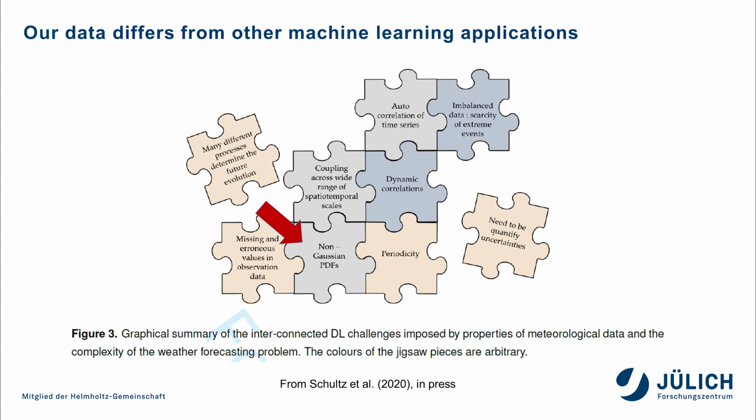We have a need to quantify uncertainties. And finally, maybe a more technical problem, we have a lot of data sets with missing and erroneous values in observation data, where some quality control and quality filtering is necessary before the data can actually be used in machine learning applications.